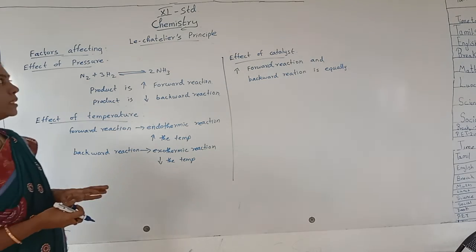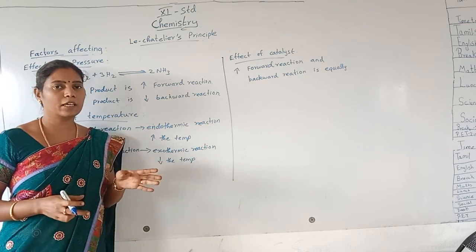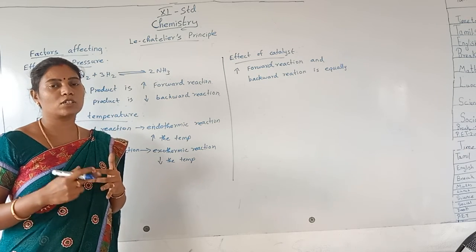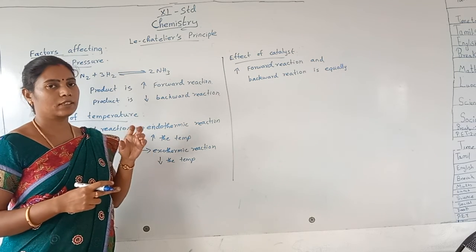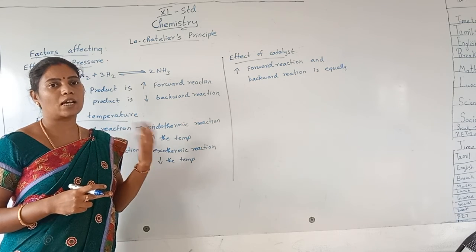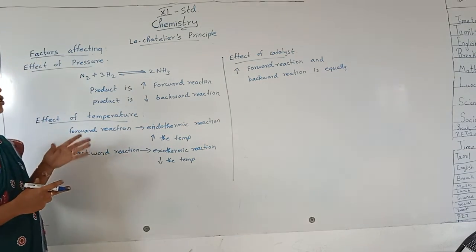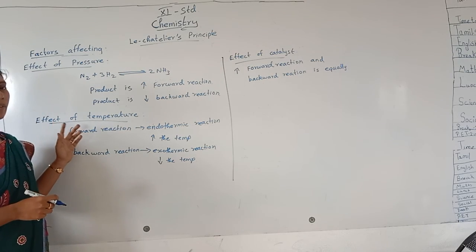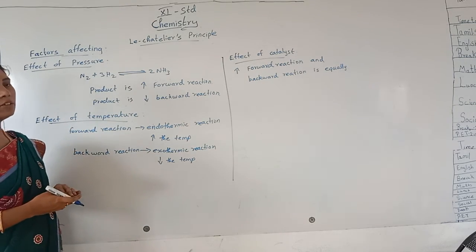So what is Le Chatelier's principle? If a system in equilibrium is disturbed in its conditions, which are concentration, temperature, pressure, volume and catalyst, then the system adjusts itself and re-establishes the equilibrium. That is Le Chatelier's principle: the effect of concentration, pressure, temperature and catalyst.